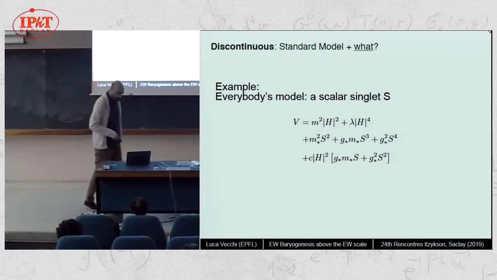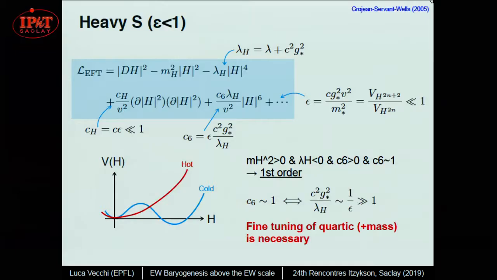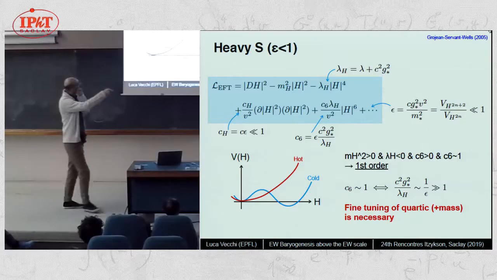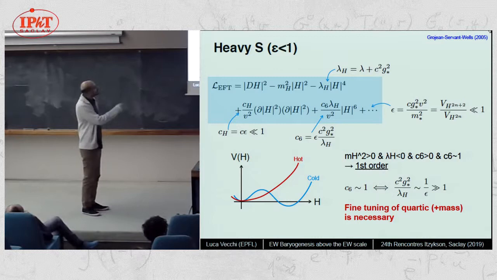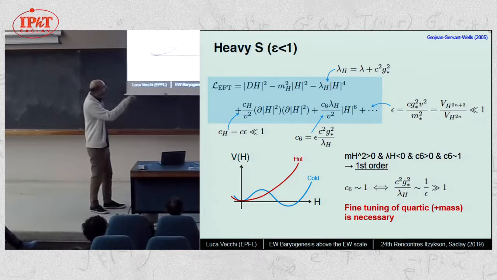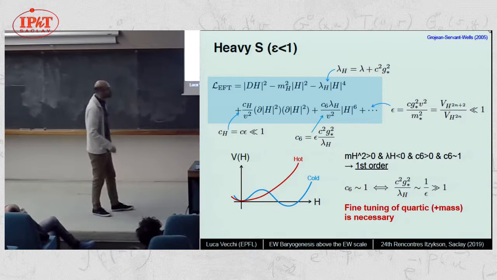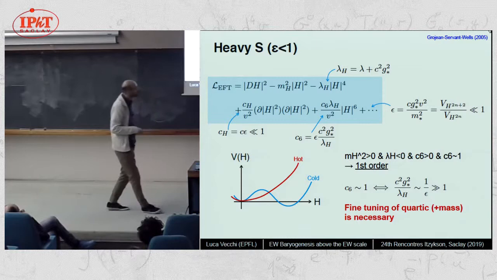So now we have many, many different regimes that we can have a look at. And the first one that I would like to point out is the heavy S regime. This has been studied by Grojean, Servant, and Wells in 2005. The idea is that if S is heavy, and heavy here means that this parameter, which is defined here, is sufficiently small, we can neglect higher dimensional operators. We can truncate them, so that's why I can neglect these dimension 8 operators. So this is the expansion parameter in my effective field theory.